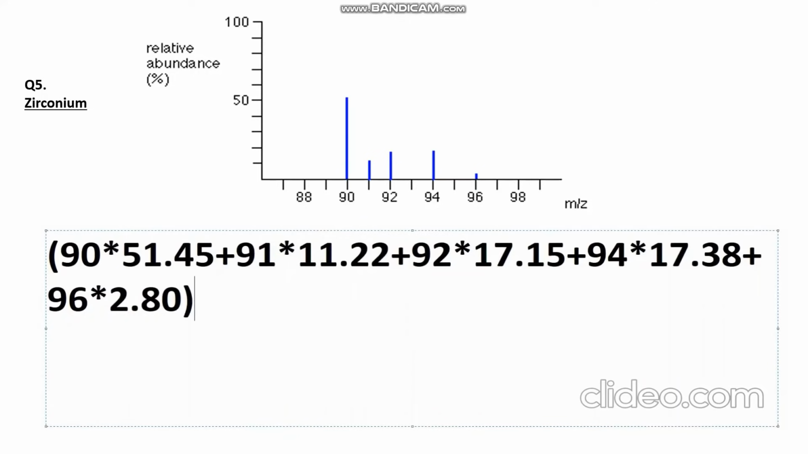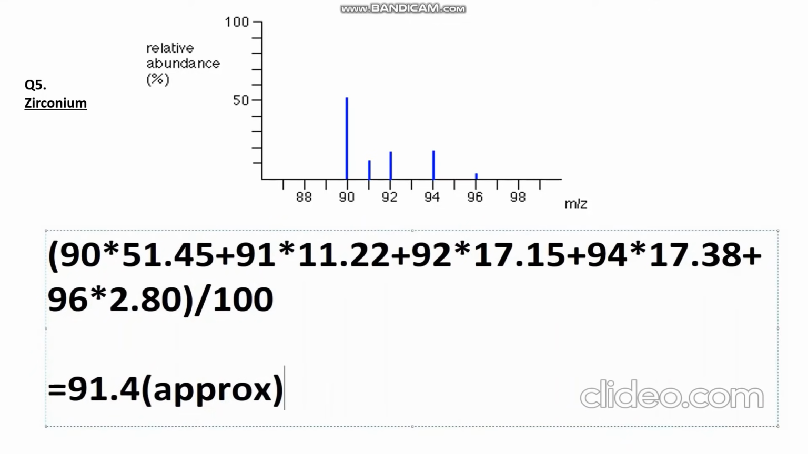2.80, and we divide these by 100 according to the formula, and finally we get 91.4. So this is an approximate value of the relative atomic mass of zirconium.